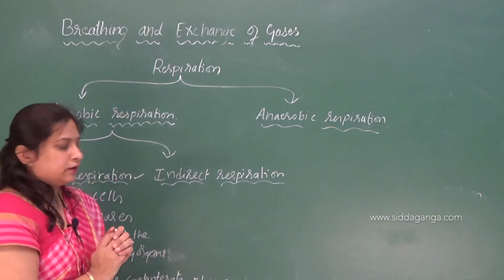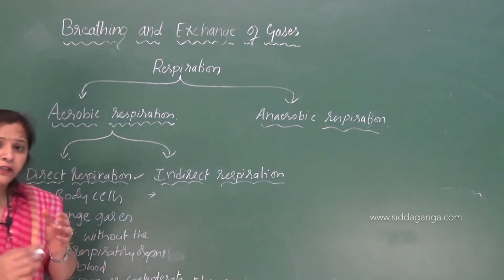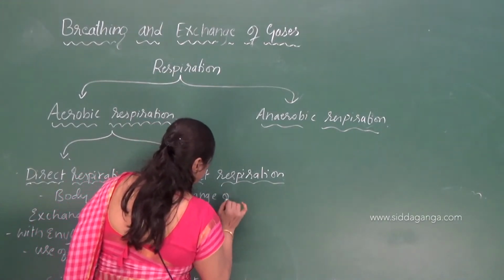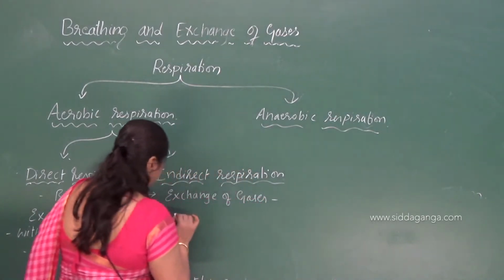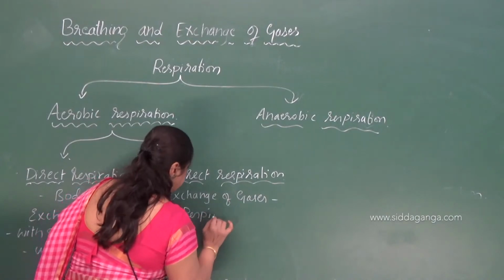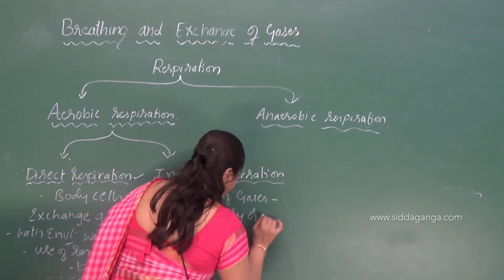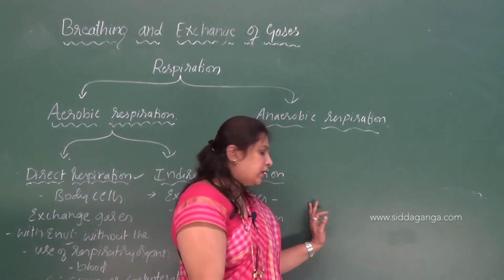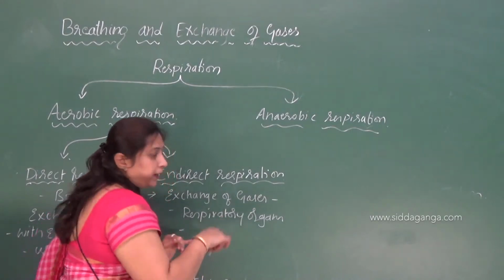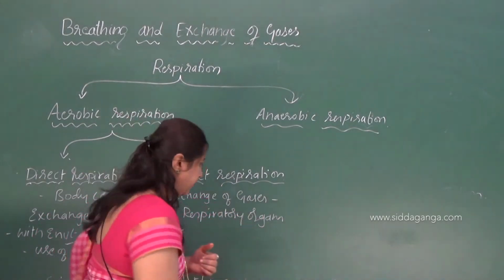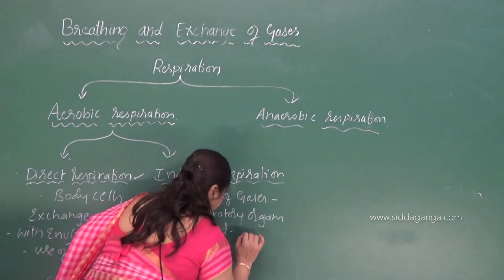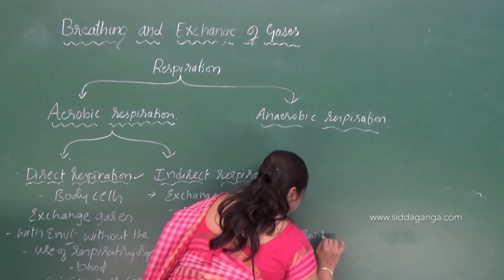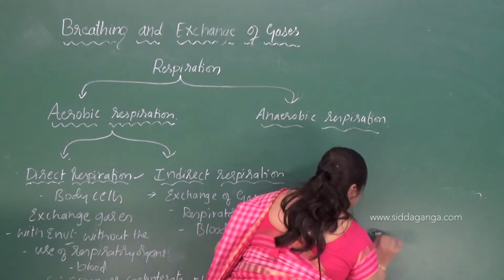Then what is indirect respiration? In indirect respiration, the exchange of gases takes place through specialized respiratory organs. Here blood is involved in the transport of gases.